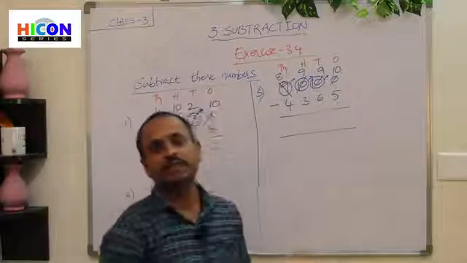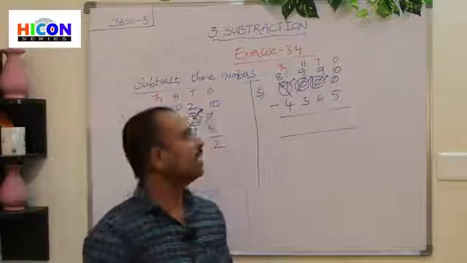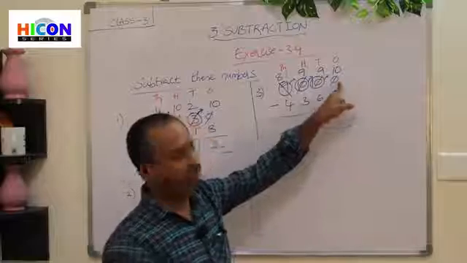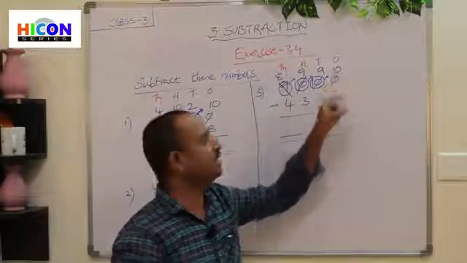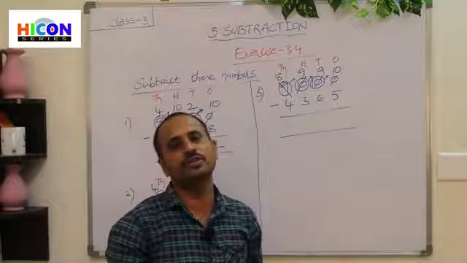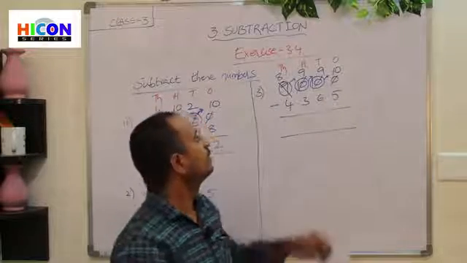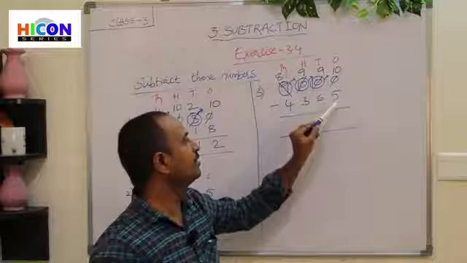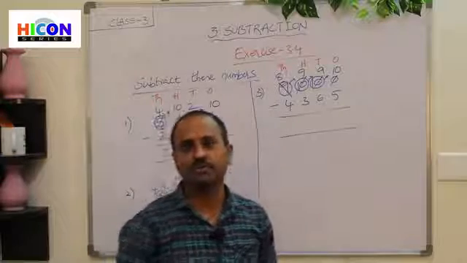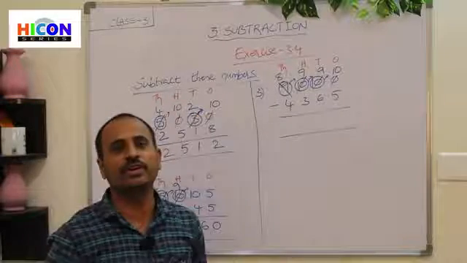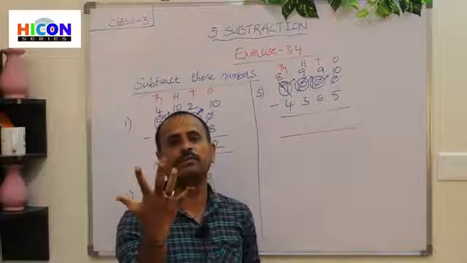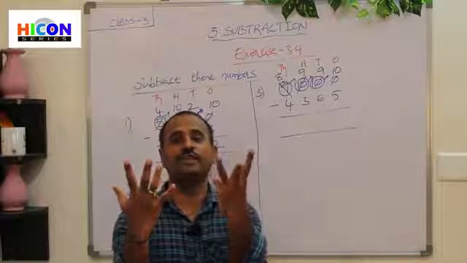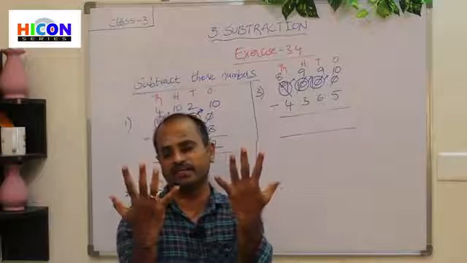So in this way, we have to continue the process until we get some tens in the ones place. So now how many ones are there? 10 ones are there. Now we can do the subtraction. The first number is 10 and the second number is 5. So open 10 fingers of your hand: 1, 2, 3, 4, 5, 6, 7, 8, 9, 10. These are the 10 fingers.